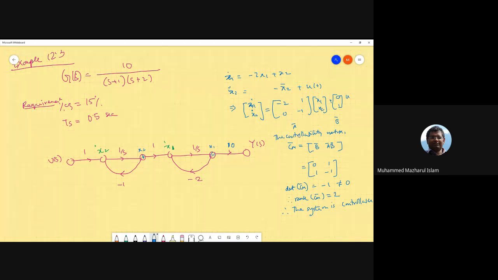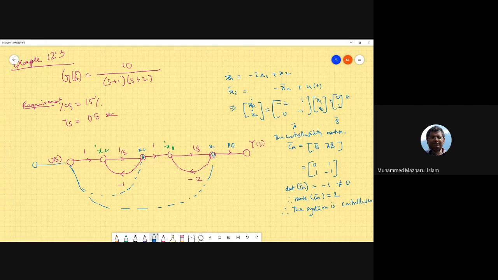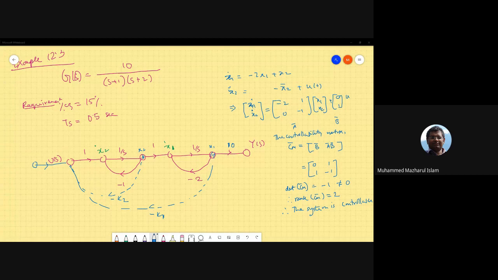This is a cascade connection. To make the feedback, we have to take feedback from each of the states, and we move it back. So this one would be minus K2, and this one would be minus K1. You don't actually need to draw the SFG here, but I'm showing you this just to make sure that you understand that this is doable.